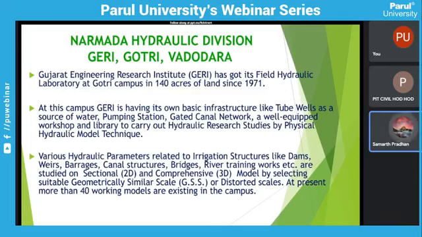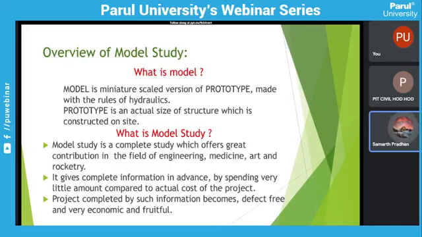Now we will start with the model. What is a model? Everyone might know. A model is a miniature scale version of a prototype made with the rules of hydraulics. And what is a prototype? The prototype is the actual size of the structure which is constructed on site. So whatever construction is going to be made on the site is first tested on our model. That is model and prototype.